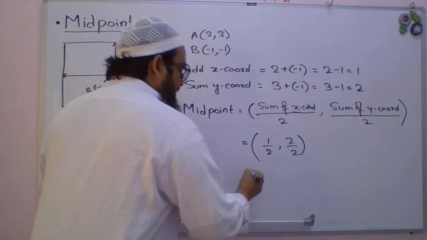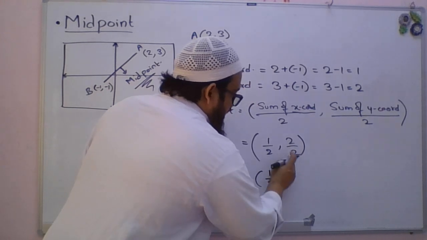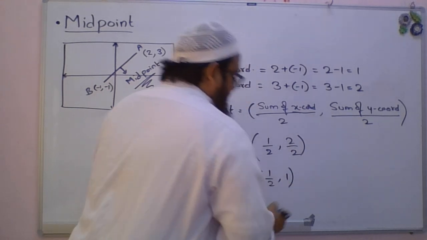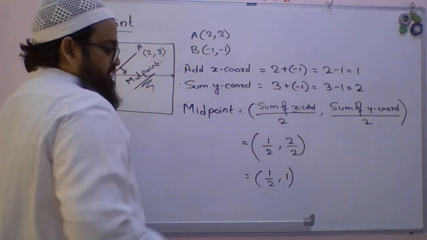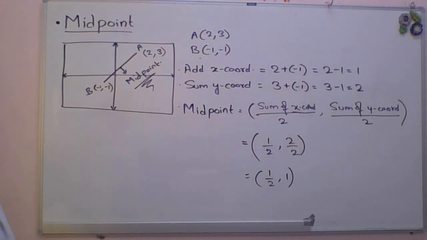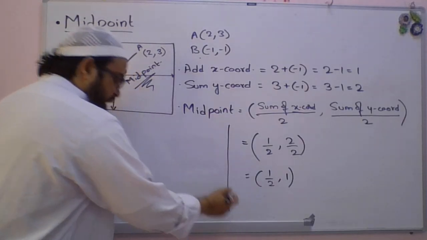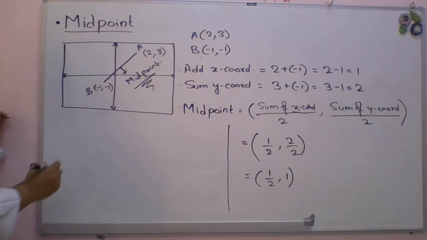And when I simplify, 1 by 2 will be 1 by 2, comma 2 and 2, they have the common factor, that is 1. So therefore, midpoint of AB is equal to 1 by 2 comma 1. Understood, my dear students? So please note it down. And beneath it, I don't have place, so that's why I'm writing on the side.